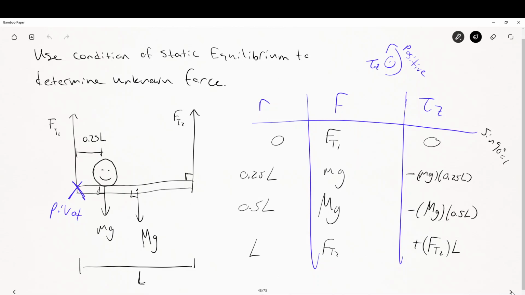The torque is always going to be either positive or negative, depending on the type of rotation that force would create relative to the pivot point. So for instance, the force of tension 2 would create a counterclockwise rotation. If you're not sure, just pick up your pencil and hold it at its left end and then push upwards on the right end. How's your pencil moving when you do that? It's rotating counterclockwise, isn't it?